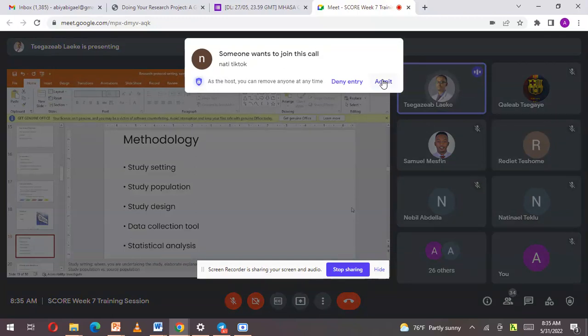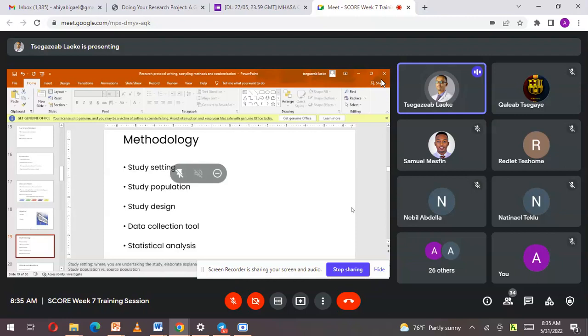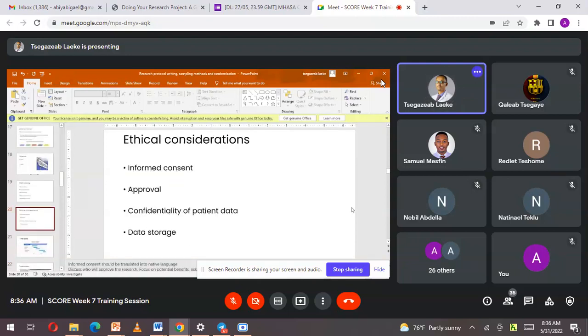Be it a quantitative study, or especially for quantitative studies, you have to analyze your data. So you have to write in detail what software you are going to use, what descriptive statistical analysis you want to do, what correlation methods you are going to use, and all these things should be mentioned. And then you proceed to explaining your ethical considerations.